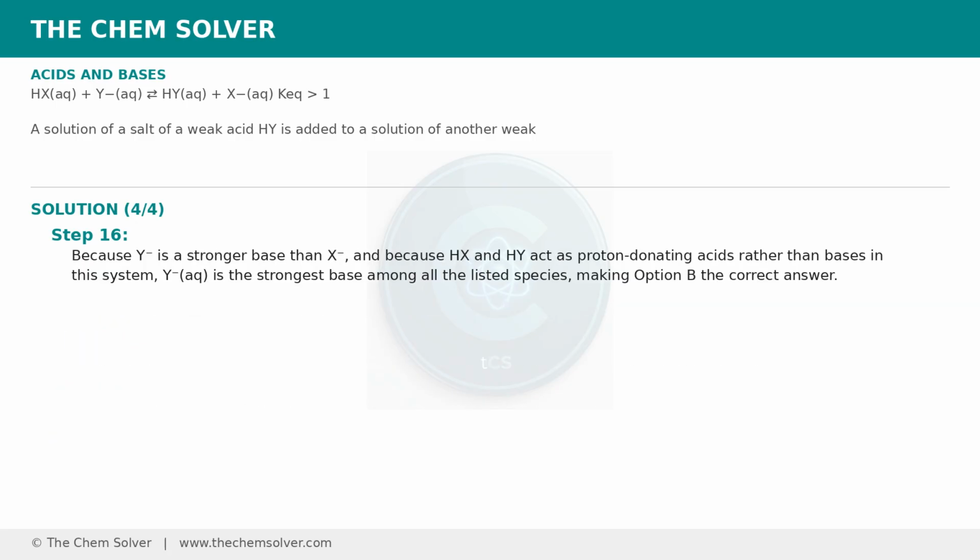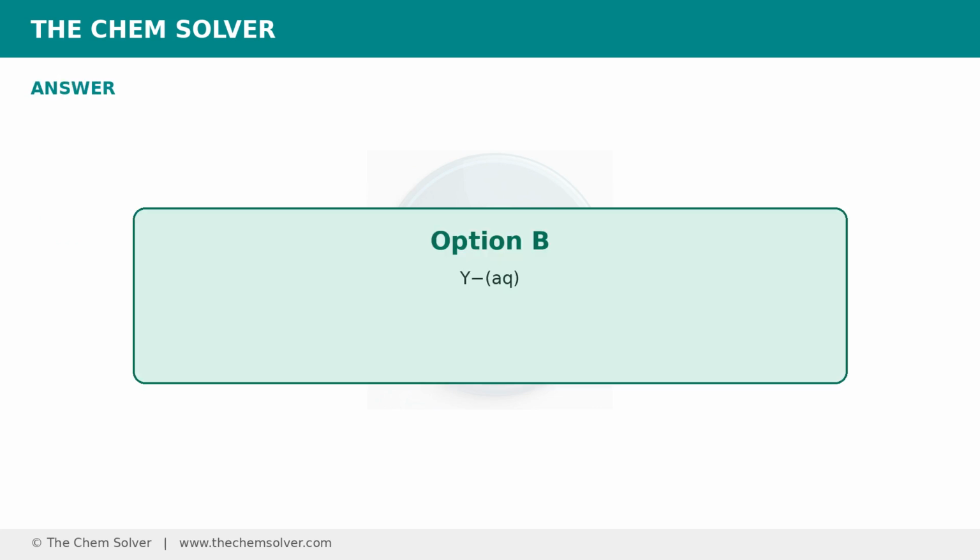Because Y⁻ is a stronger base than X⁻, and because HX and HY act as proton-donating acids rather than bases in this system, Y⁻ is the strongest base among all the listed species, making option B the correct answer. The correct answer is option B, Y⁻.